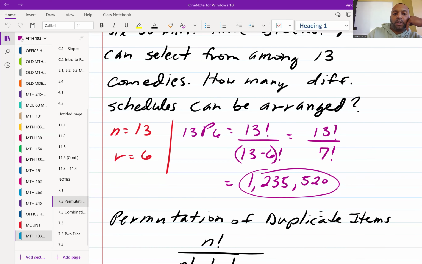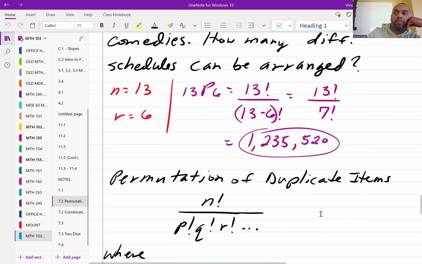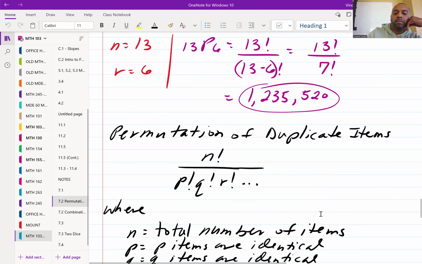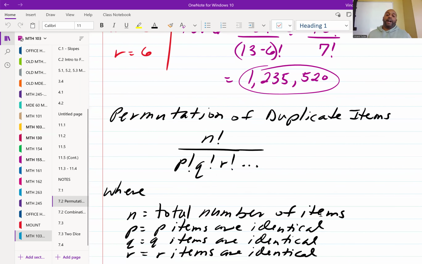All right, let's look at one more dealing with permutations. Permutation of duplicate items. So we have n factorial over p factorial times q factorial times r factorial and so on. We can continue that on as many as we need. So n represents the total number of items. And then p is the number of items that are identical. Then we have q items that are identical and then r items that are identical.